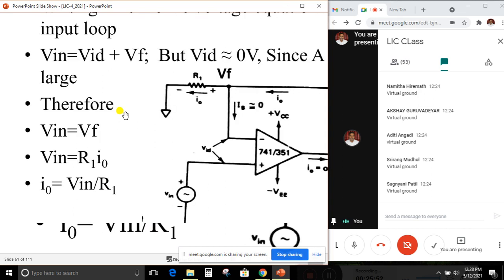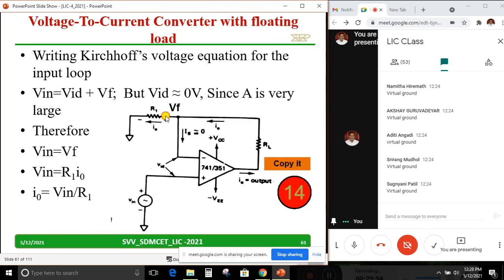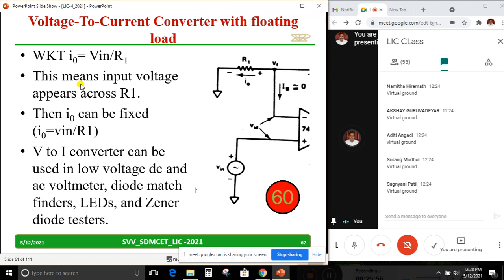Go back to the. Now, we know that I0 equal to Vin by R1. This means input voltage appears across the R1. Voltage will appear across whatever you are applying, it will appear across this. Hence, I0 equal to Vin divided by R1.